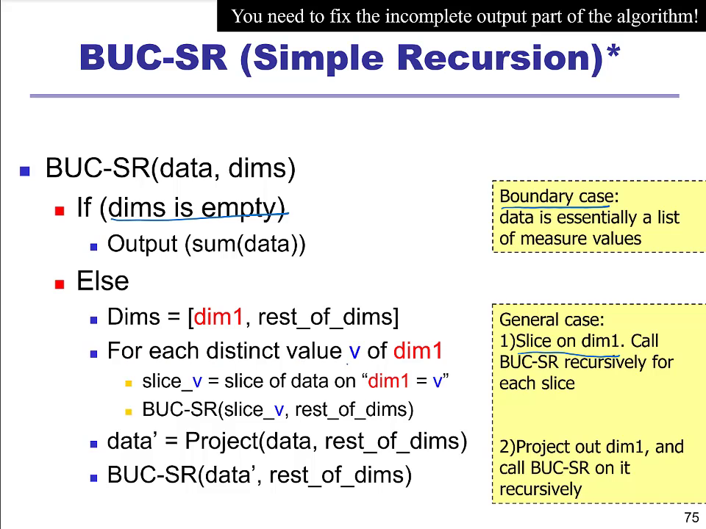So for each of the distinct values v of dimension 1, we do the slice, and then we apply BUCSR on this slice and on the rest of the dimensions. For the rest of the dimensions, dimension 1 is excluded. This is the first recursive function that we call, and then we do the projection of data on the rest of the dimensions. So basically, we project out dimension 1, right?